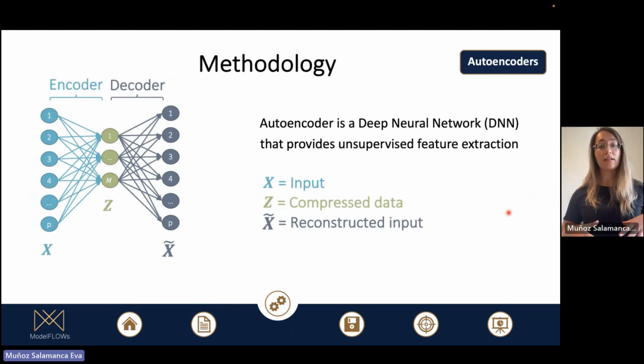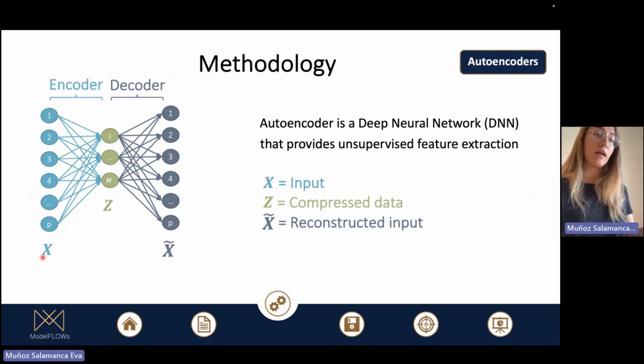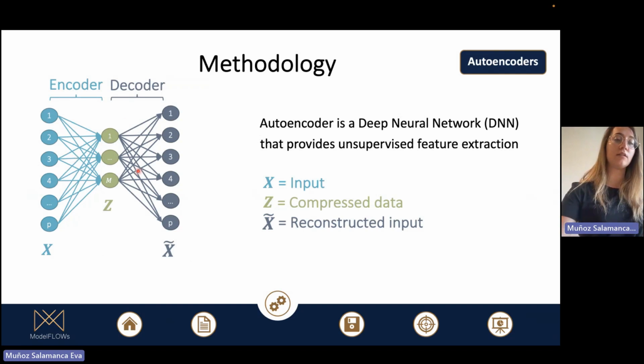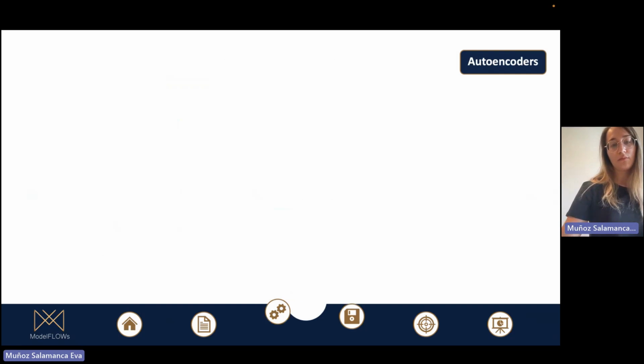Autoencoders are a deep neural network that provides unsupervised feature extraction. We start with an input of P neurons, so it will have P dimensions, and during the encoder we compress it into compressed data with M modes, or M encoders. That way we are compressing the information because M will be lower than P. Then during the decoder, we decompress the information to reconstruct the input.